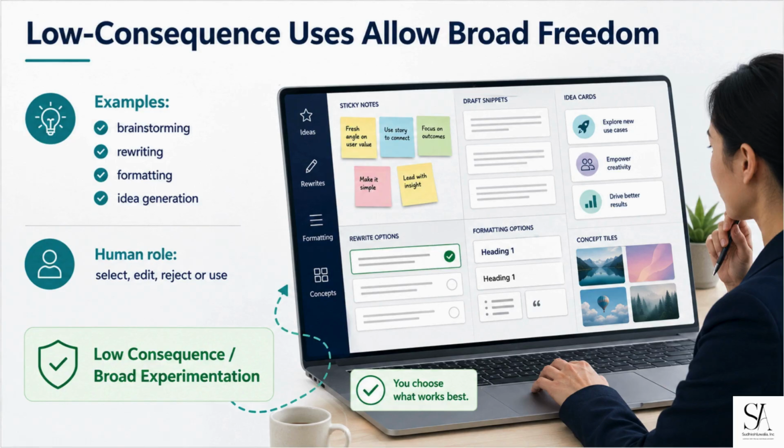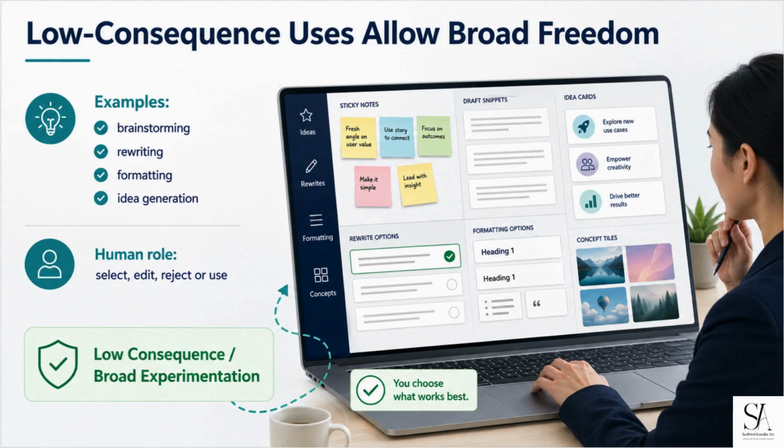The controls become stronger when the consequences are high. Healthcare, legal, financial, employment, public policy, and safety-critical activities can affect rights, health, money, livelihoods, or public welfare. These uses therefore require narrower scope, stronger validation, traceable evidence, expert oversight, and explicit approval.